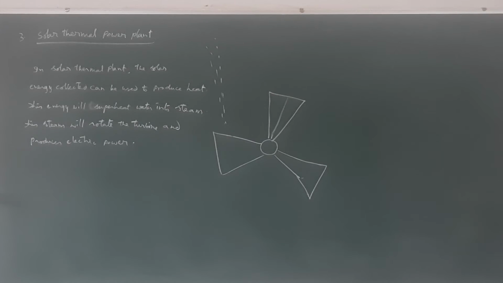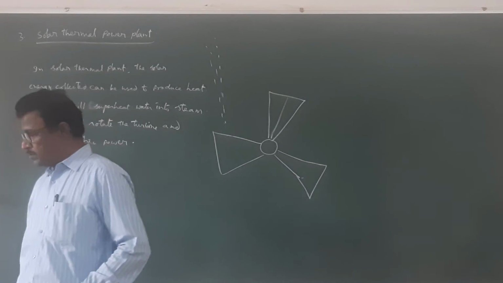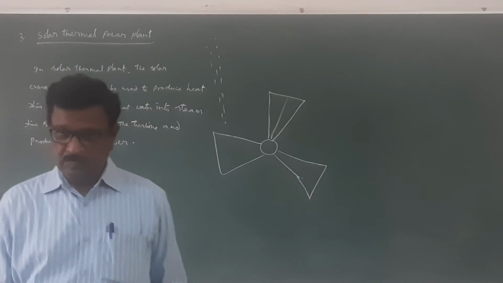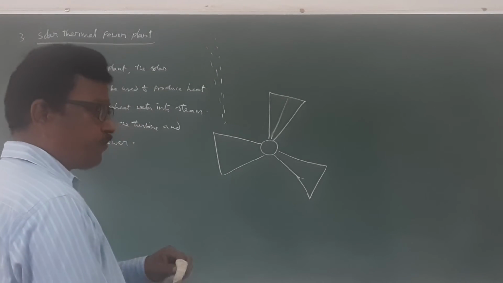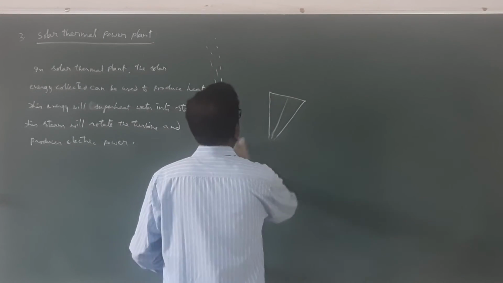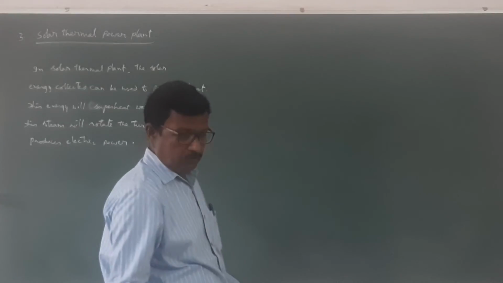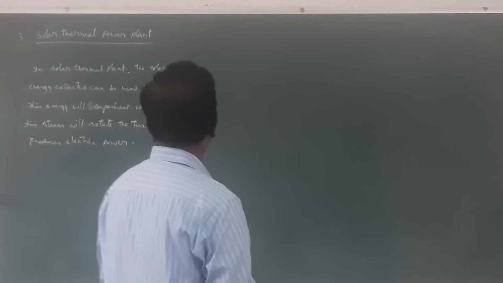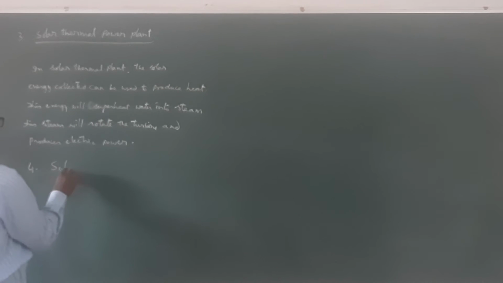So there are a number of devices that can be utilized to produce heat energy. Another important device which most of you might have seen is the solar cooker. Another one is the solar cooker.